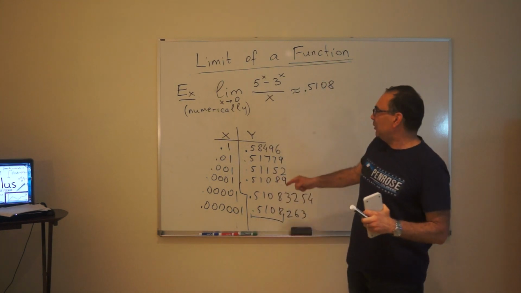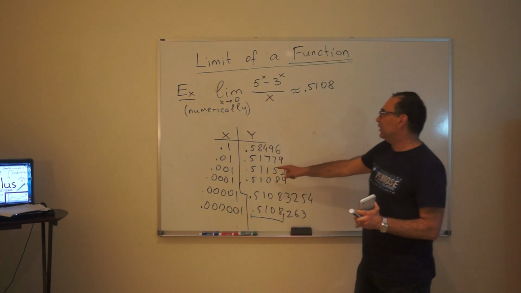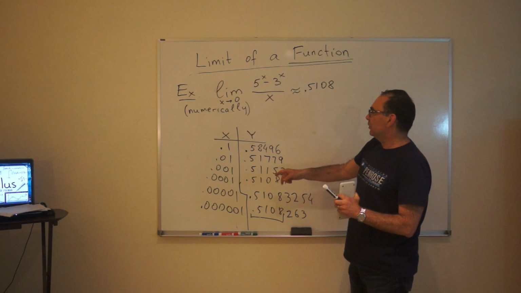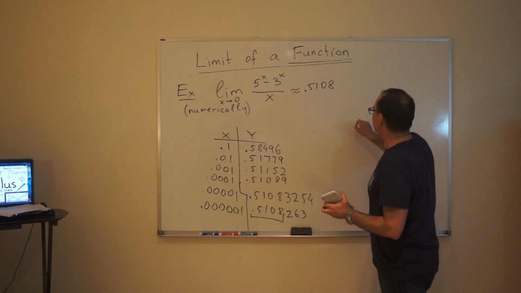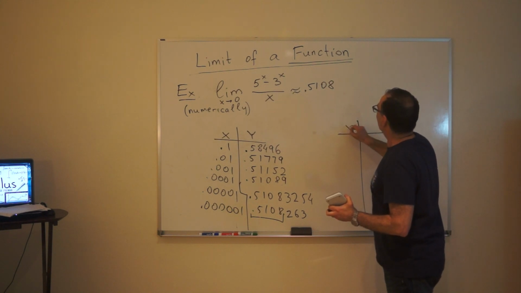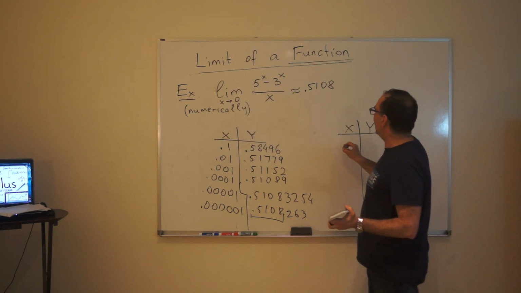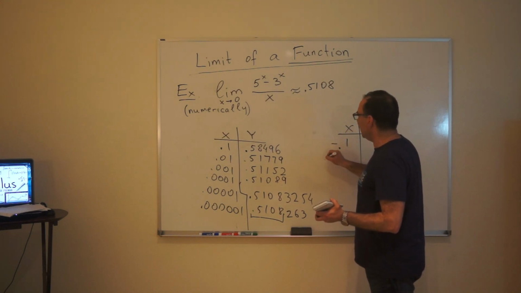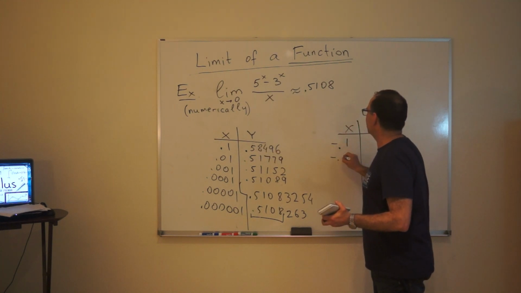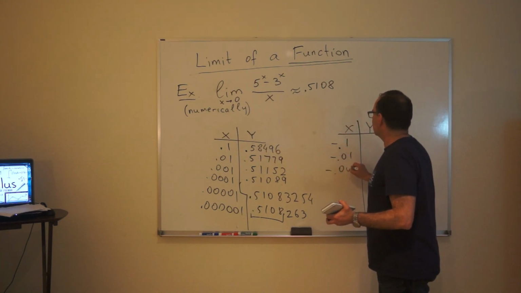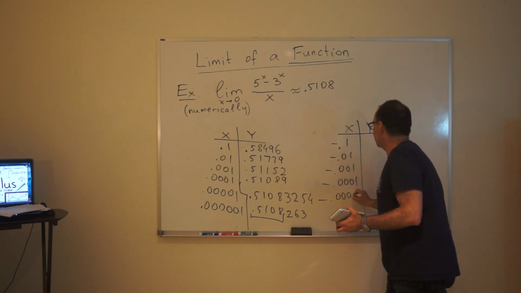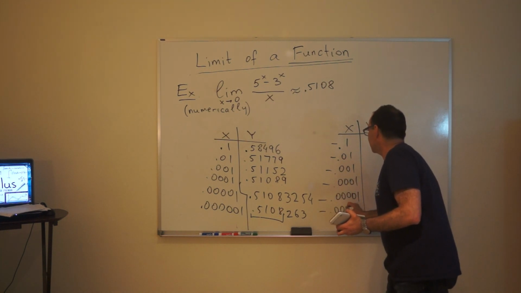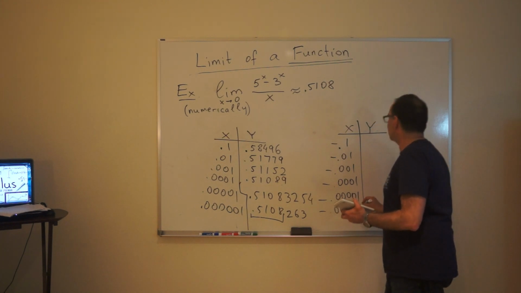But once again, I only did it one way, which means only for numbers slightly bigger than 0 and approaching 0. Now I still need to do it the other way, and I will try negative numbers, and I will use the same numbers, only negative. -0.1, -0.01, -0.001, -0.0001. Let's see what it does.